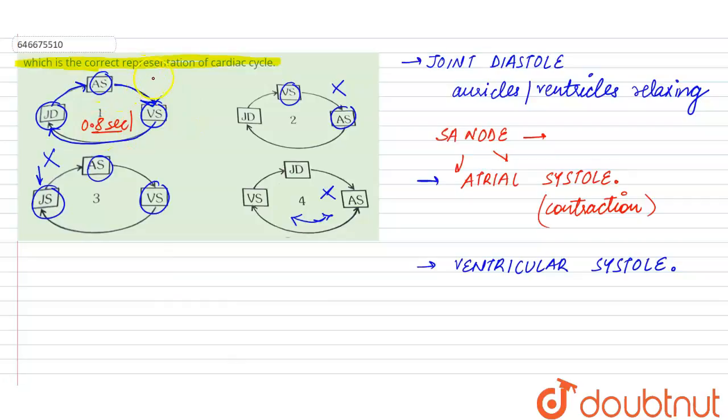Now here we can mark option number 1 as the right answer for this question, whereas the other options which are given here are the wrong representations of the cardiac cycle. This is all about this query.